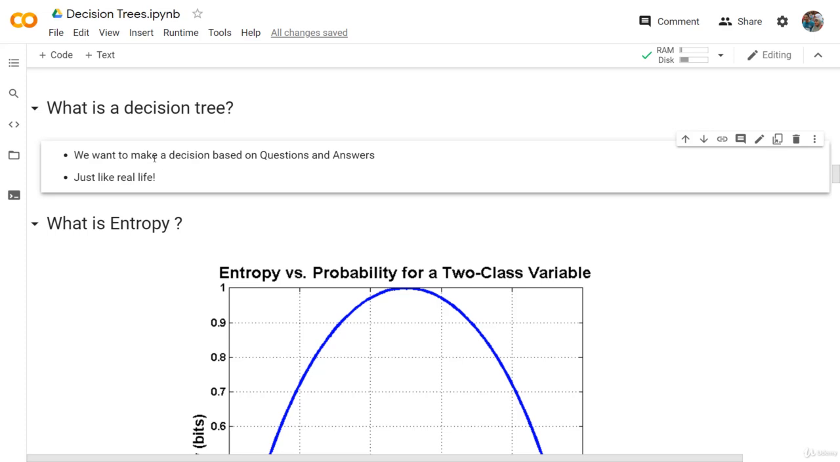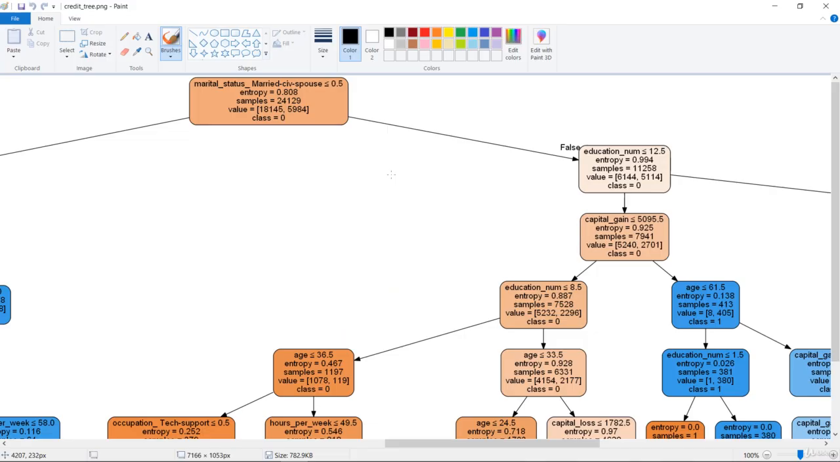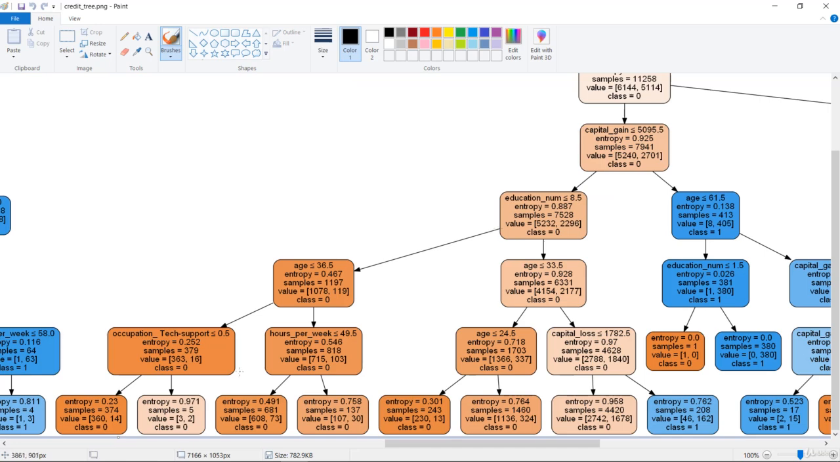To understand better what I'm saying, let's go and see the final output of the decision tree for this section. So here we are. We will understand how we can perform all this and how we can get this graph in a future video. But for now, let's understand what we have exactly in this graph, right? As we said, we have some variables. For example, we have educational number, capital gain, age, and so on, right? So for any input, we want to know if the class is 0 or if the class is 1.